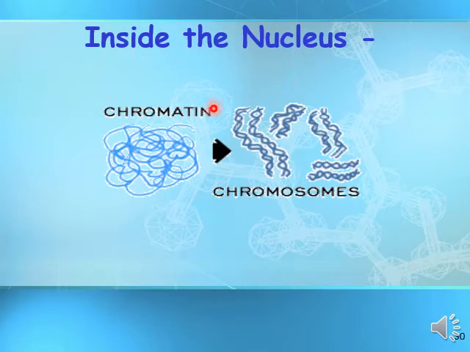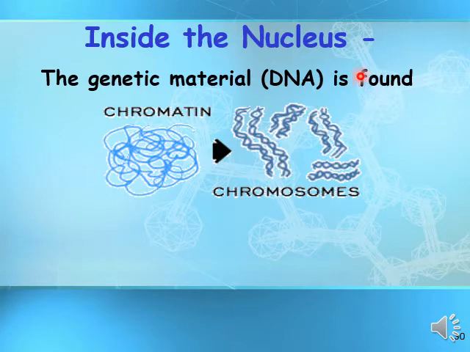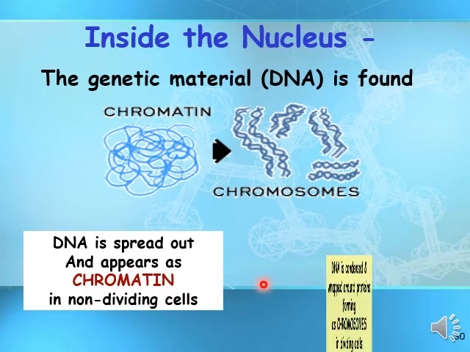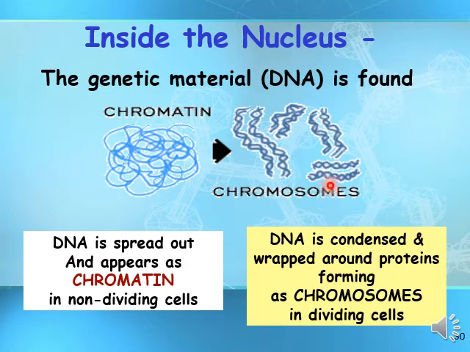Inside the nucleus, you can observe the chromatin, which can be organized into chromosomes through the phase of cellular division. DNA is spread out and appears as chromatin in non-dividing cells, but in dividing cells we can see these chromosomes.